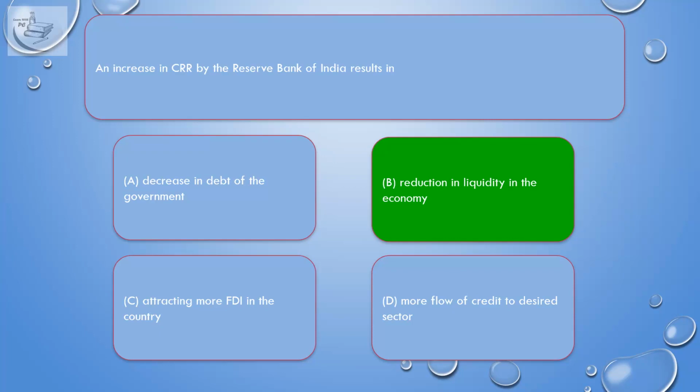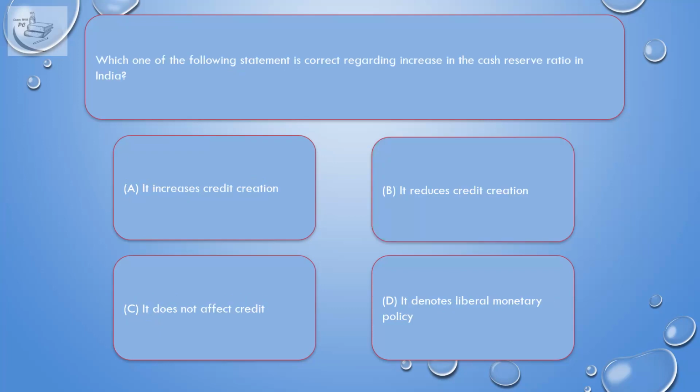Correct answer is B. reduction in liquidity in the economy. Question: which one of the following statements is correct regarding increase in the cash reserve ratio in India? A. it increases credit creation. B. it reduces credit creation. C. it does not affect credit. D. It denotes liberal monetary policy.